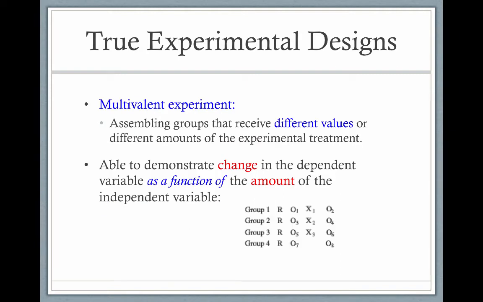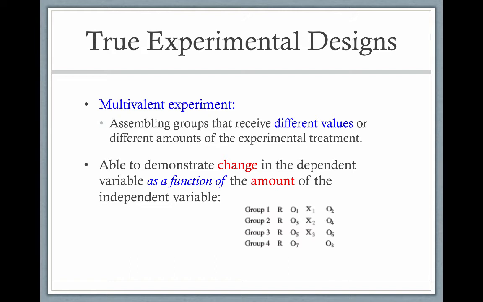We could talk about a multivalent experiment. Do you remember that? Assembling groups that receive different values or different amounts of the experimental treatment. You're able to demonstrate a change in the dependent variable as a function of the amount of the independent variable.